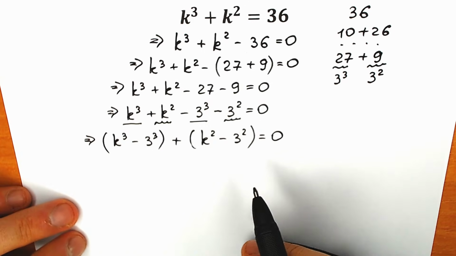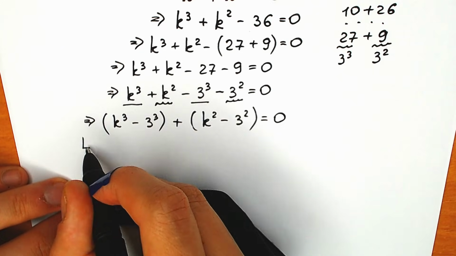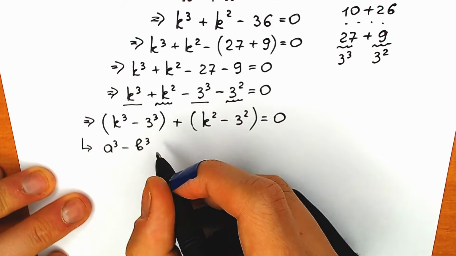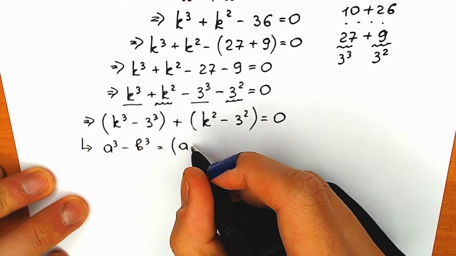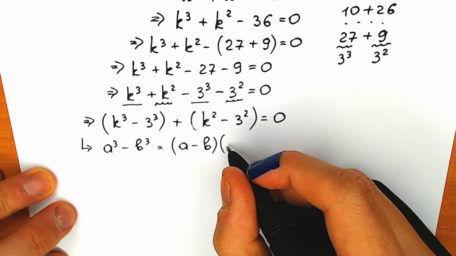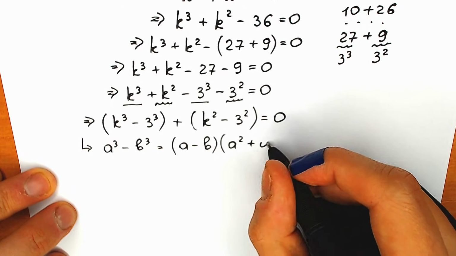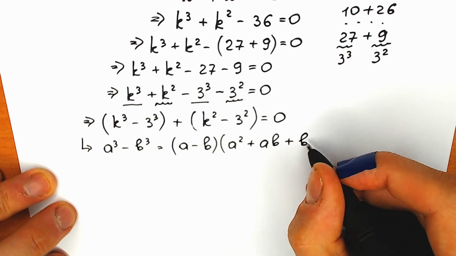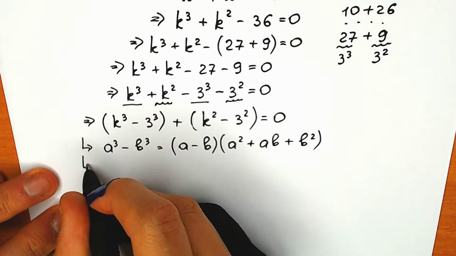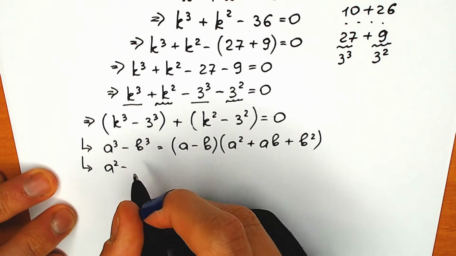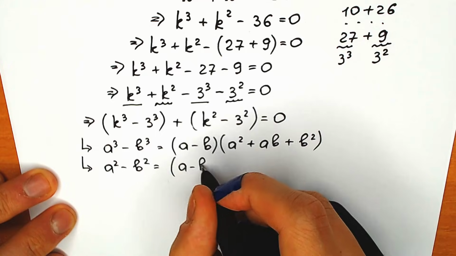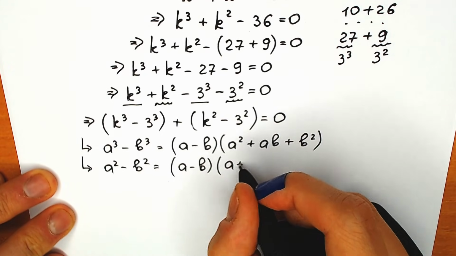So right now let's remember these formulas from the school program. First, a cube minus b cube, this is our well-known formula: a cube minus b cube equals a minus b times a square plus ab plus b square. And the second formula, a square minus b square, the difference of squares, which a lot of students know: a square minus b square equals a minus b times a plus b.